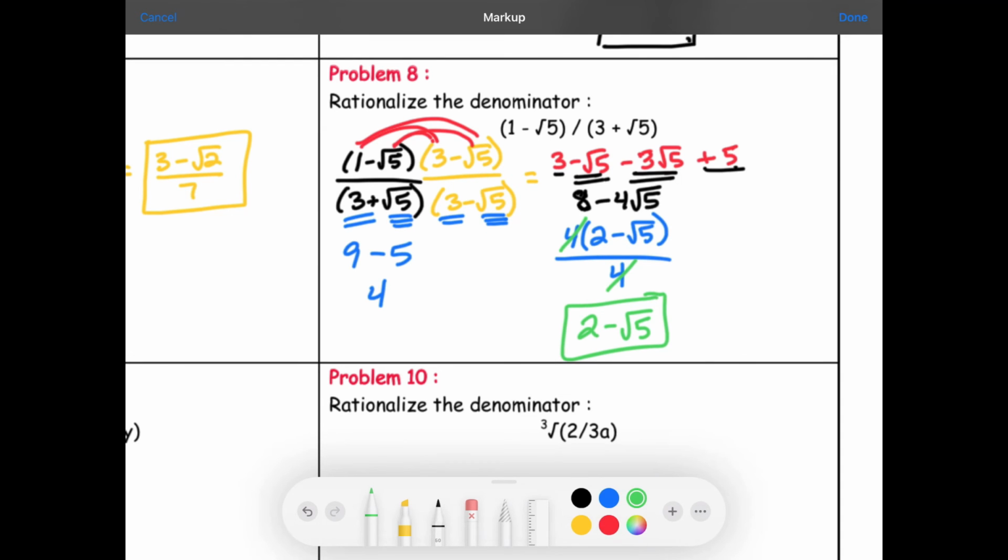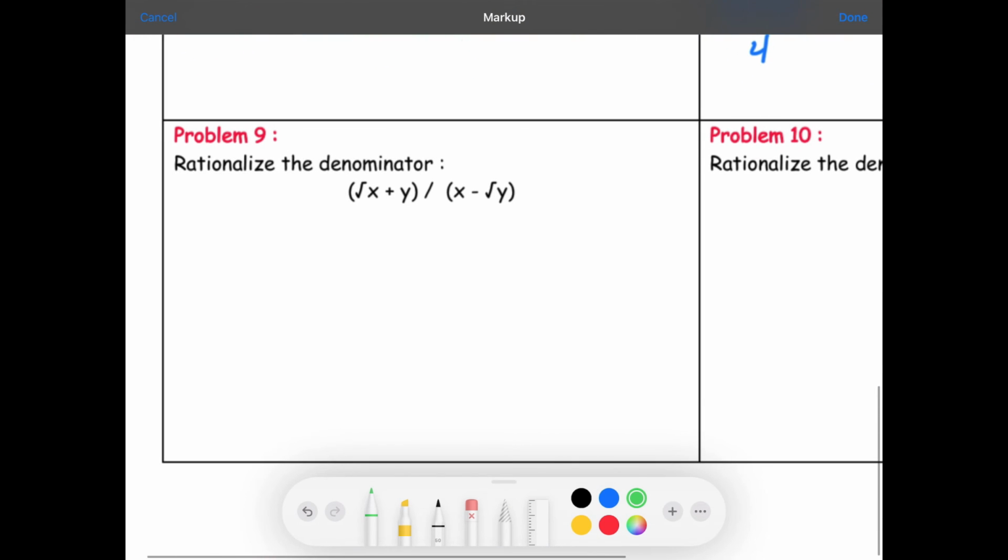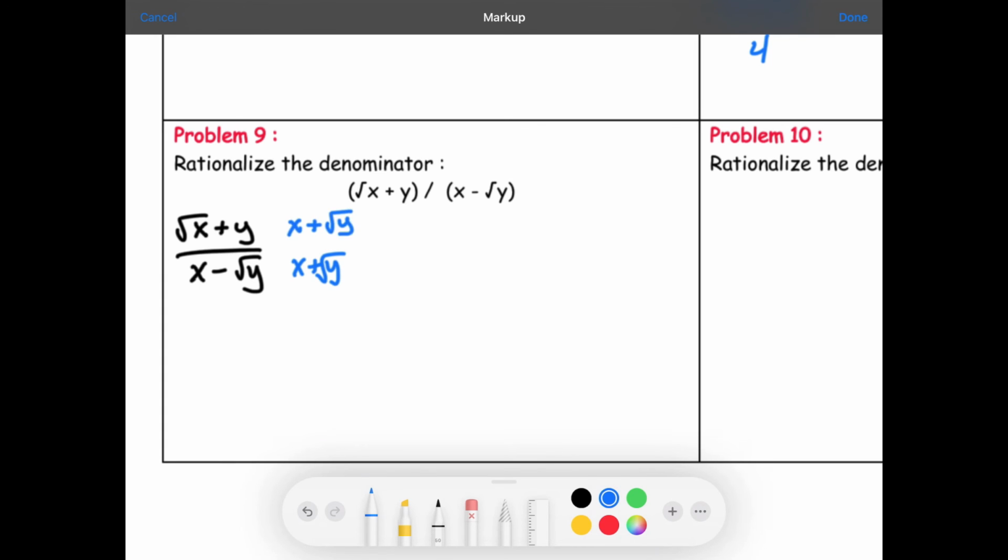2 more problems. Oh, and this one's just a true delight. Multiply by the conjugate. There's going to be all kinds of FOILing on this one. All kinds of FOILing. Let's do the numerator first. Root x times x is x root x. Root x times root y is root xy.